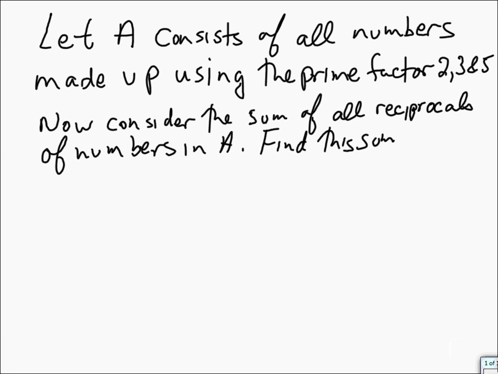Here's a nice problem. Let A consist of all numbers made up using the prime factors 2, 3, and 5. Consider the sum of all reciprocals of numbers in A, and we want to find out what this sum is. Well, the first thing is, let's write down the sum.